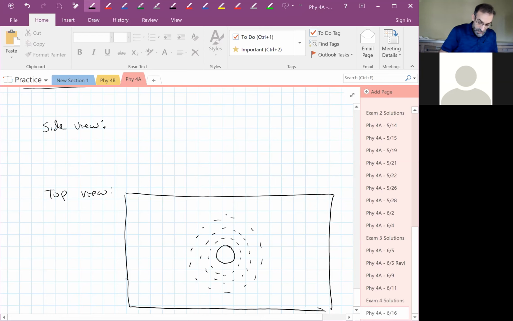But a side view would look like this, right? And here's our heavy object sitting there, weighing it down. Does that kind of make sense? Now, if we have a marble and we roll it in this direction, what happens? It doesn't go straight.